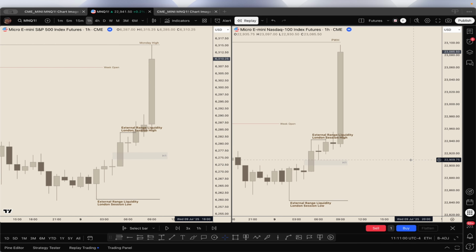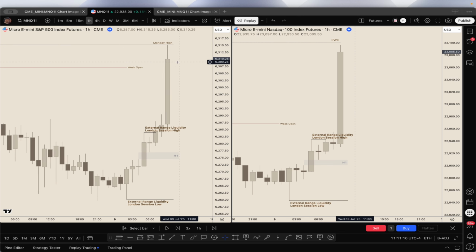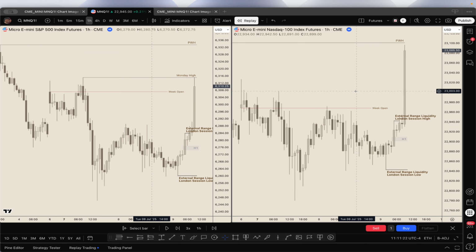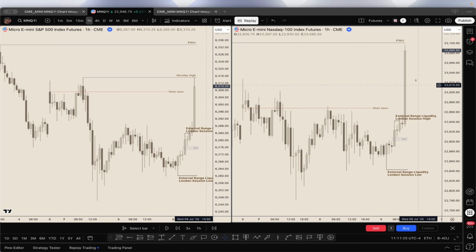But what's interesting is if you look at Nasdaq here on the right, price is approaching previous week's high. Now, to compare where previous week's high is on S&P, if I zoom out here, you can see that we're way far off the exact same level in relation to Nasdaq, right? Because Nasdaq had already taken out Monday's high early on, in the same candle. So you can see that there is some divergence between the two. All right, if I hit play, just go to the next candle.